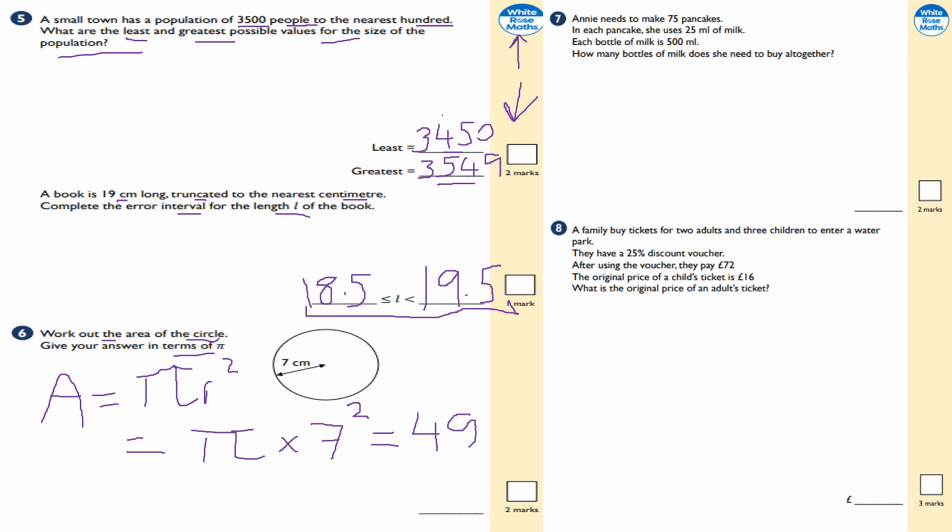I'm going to be careful and clear. So it's 49 pi centimeters squared, for your units. Remember that pi is just a number. Pi is just a constant. I'm leaving my answer in terms of pi because this is what I call my exact answer. So this is the exact answer.